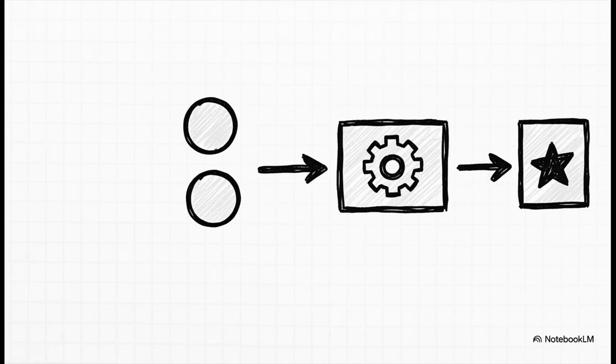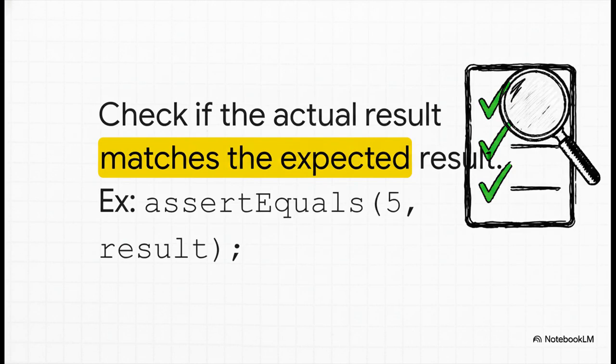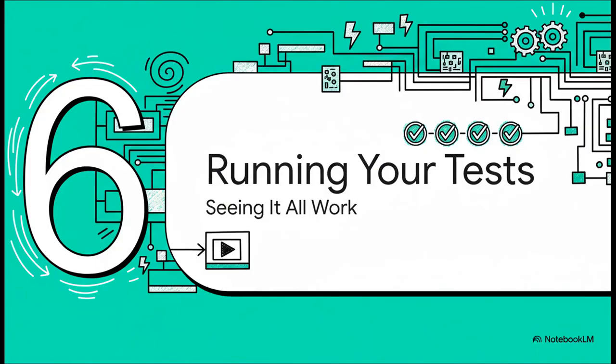Second, we act. This is the main event. We call the one specific method we're interested in, in this case add, and we save whatever it gives us back into a variable. This is the part where we actually run our code. And finally, we assert. This is our check. We use the special assertEquals command that comes from JUnit. And we're basically saying, hey JUnit, I fully expect the answer to be 5. Is the actual result we got also 5? If they match, the test passes. Simple as that.